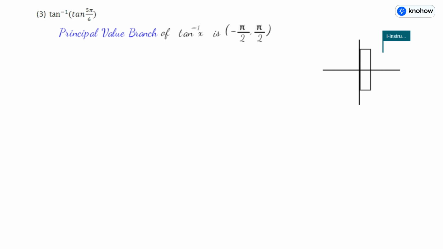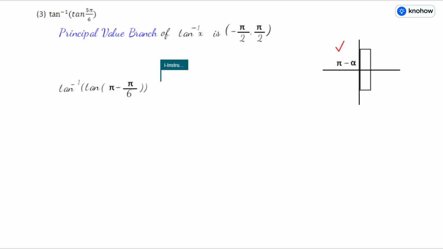Now tan inverse of tan 5 pi by 6. What is the principal value branch of tan inverse x? It is the open interval negative pi by 2 to pi by 2. Boundaries are not included. And the angle involved is 5 pi by 6 or 150 degrees, which lies in the second quadrant. So it is not in the principal value branch. And how do you rectify the angle of the second quadrant? We find the value using 180 minus alpha or pi minus alpha. So do the same here. Tan inverse tan 5 pi by 6 can be written as pi minus pi by 6.